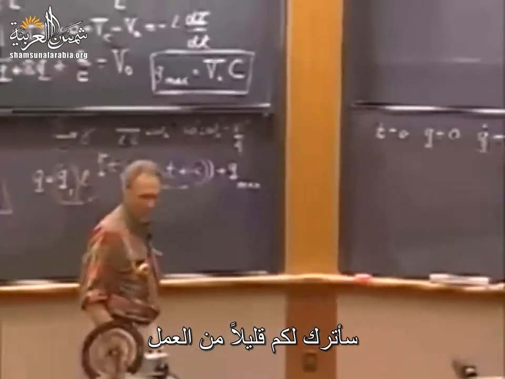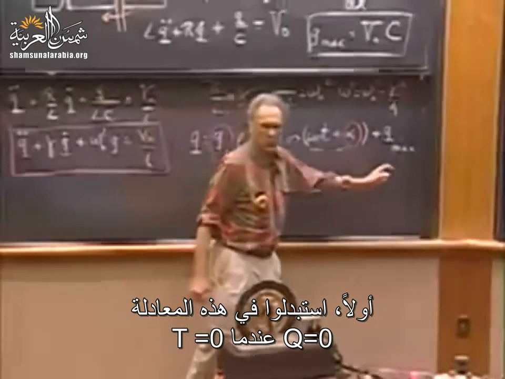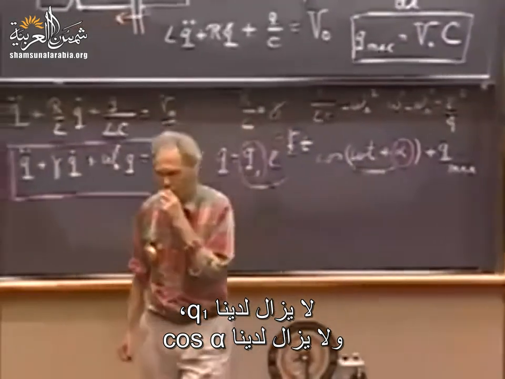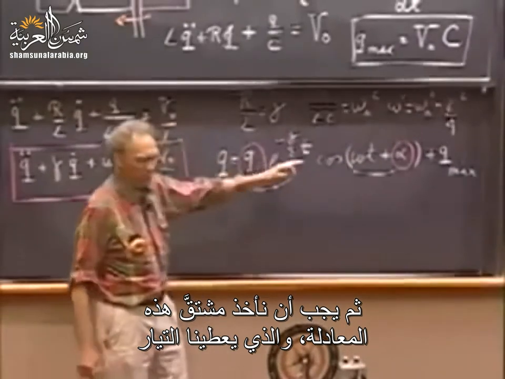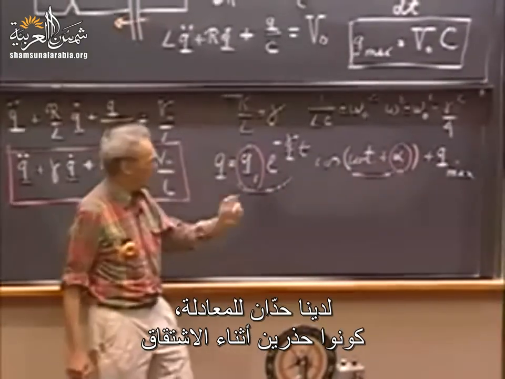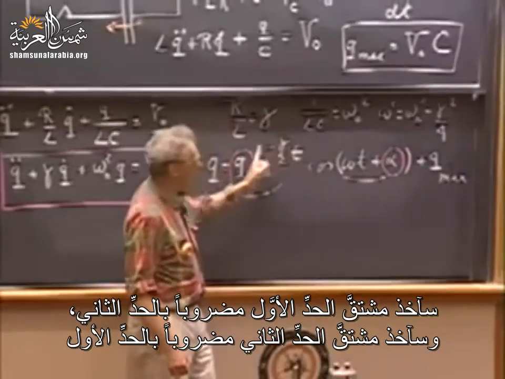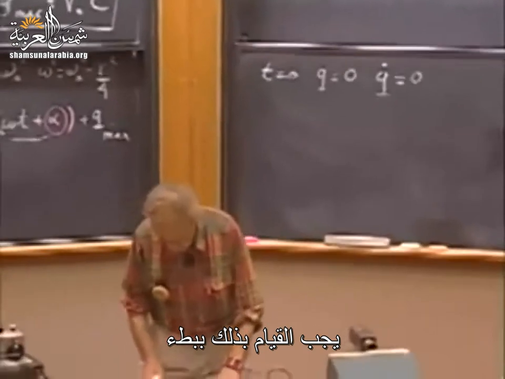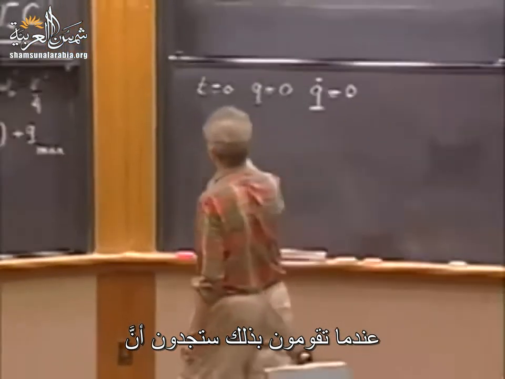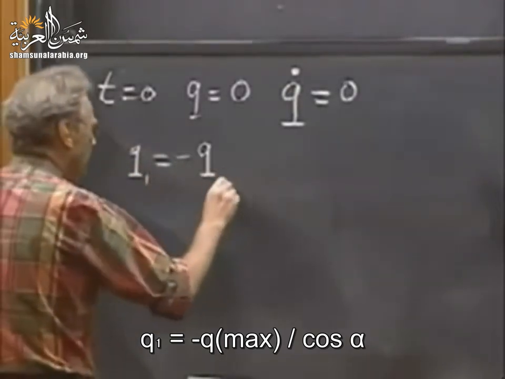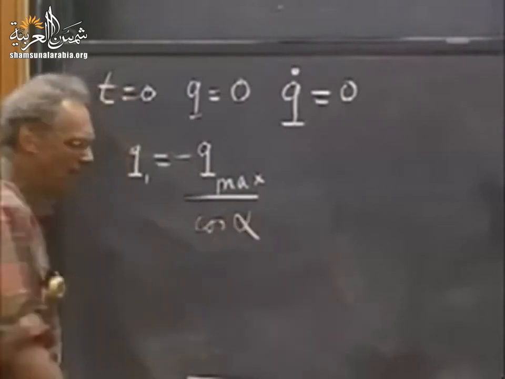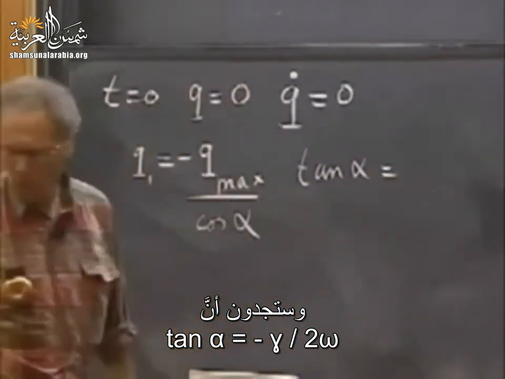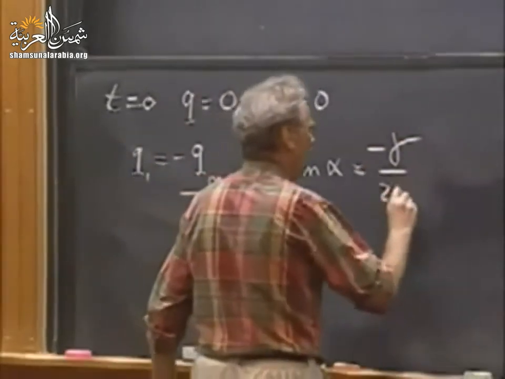And now I will leave you with a little bit of work. First of all, you substitute in this equation Q equals 0 when t is 0. So you still have Q1 and you still have the cosine of alpha. Then you have to take the derivative of this equation, which gives you the current, and then you have to make that 0. Now you get two terms when you do the derivative, so be careful. You get the derivative of this one times this, and the derivative of this one times this. So you have to do it slowly. When you do that, you will find that Q1 equals minus Q max divided by the cosine of alpha. And you'll find that the tangent of alpha equals minus gamma over 2 omega.